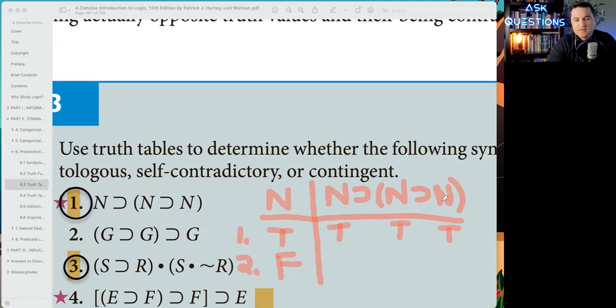So let's work inside these parentheses. This statement is n horseshoe n. Both parts are true. Well, we have a horseshoe statement where both parts are true, and so the horseshoe is true. Now we can ignore these. And we have another horseshoe statement with both parts true. And so that means the horseshoe is going to be true again. And now we can ignore these.